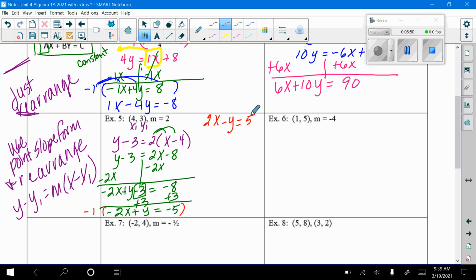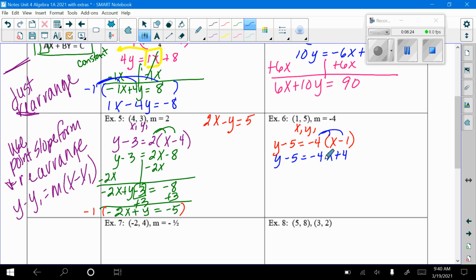All right, then let's look at that next one. I've got a point and the slope. So I'm going to say this is my x1, y1, and this is my slope of negative 4. So I'm going to have y minus 5 is equal to negative 4 times x minus 1. Then I need to do the distributive property. So y minus 5 is equal to negative 4x plus 4.